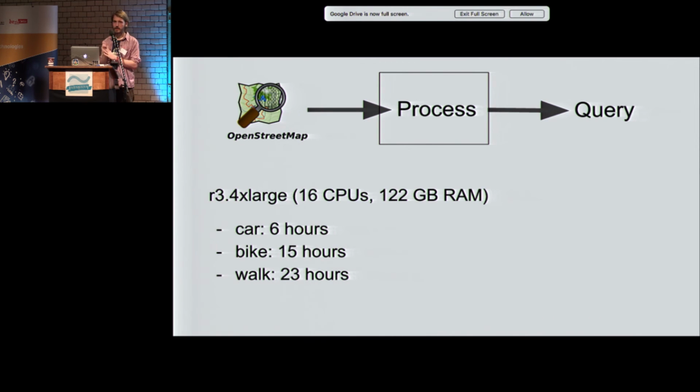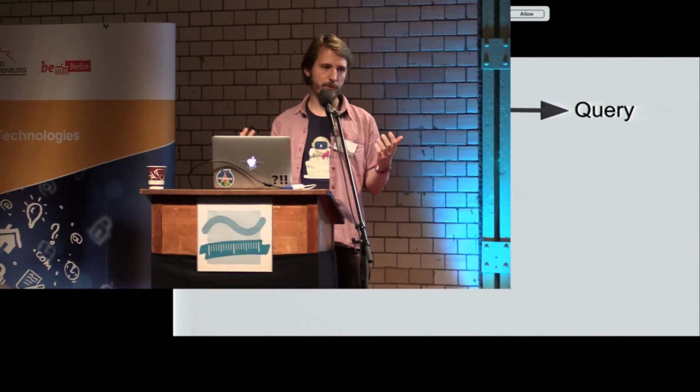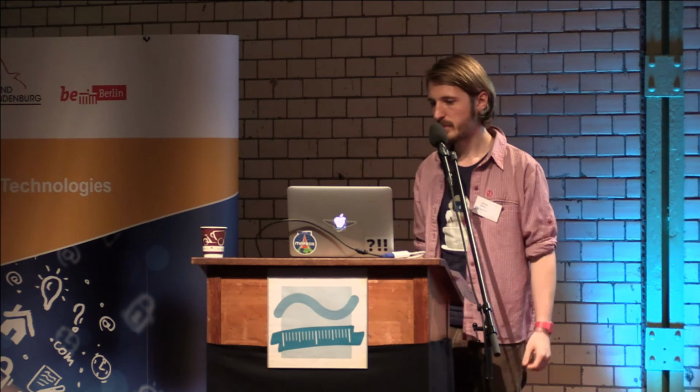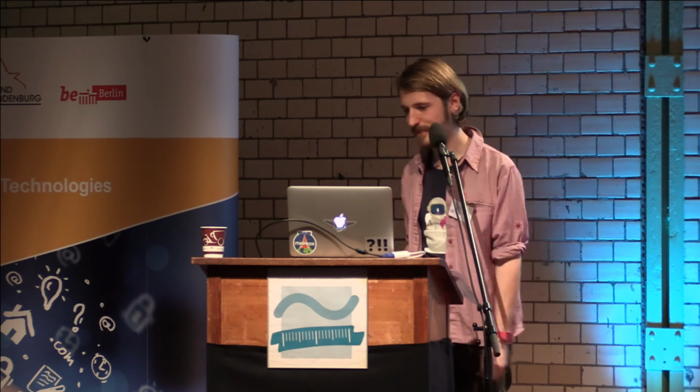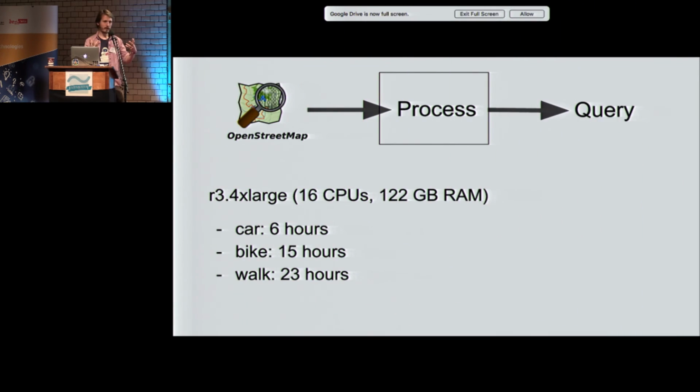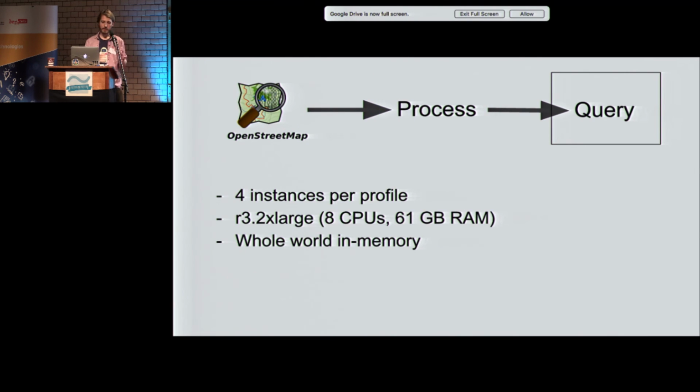It takes around 6 hours to pre-process for the car profile, 15 hours for the bike profile, and 23 hours for the walk profile. This is basically proportional to the amount of data that we have to be able to route on. And yeah, there are way more paths in the world than there are streets that you can drive your car on. So we process this from the OpenStreetMap data and then throw it into our API servers.